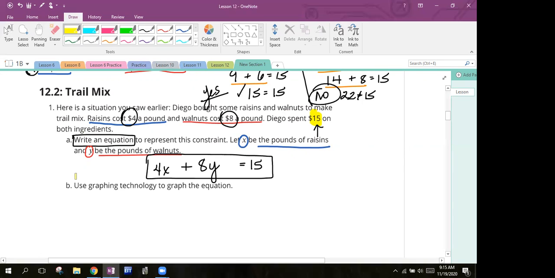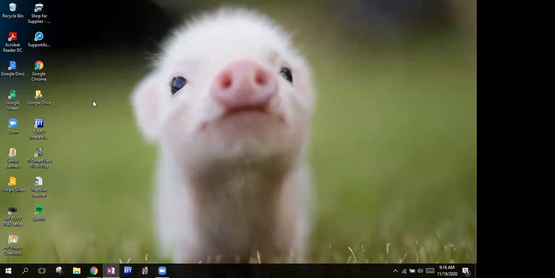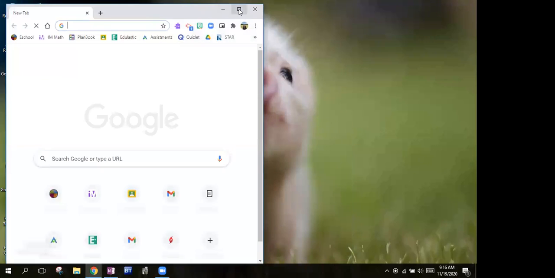All right, so when we get here on part B, it says use graphing technology to graph the equation. So from now on, when you see that it wants us to use graphing technology, I need you to write down this website right here, Desmos. Okay, so how you get there is you're just going to simply open up your Google Classroom.